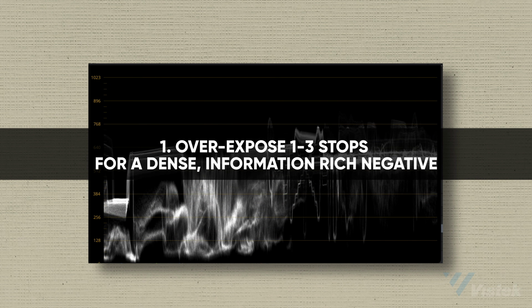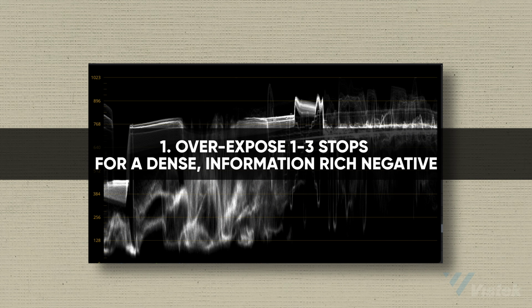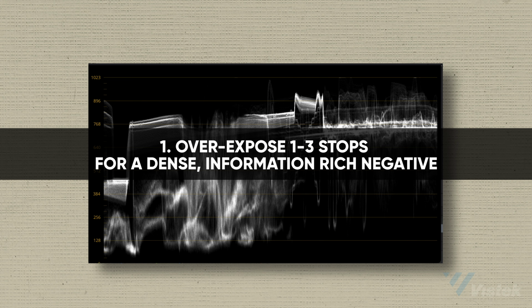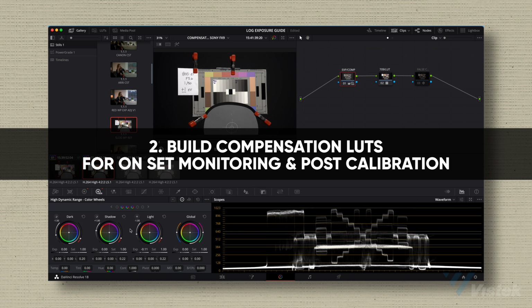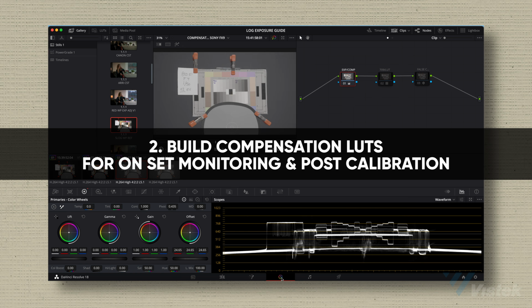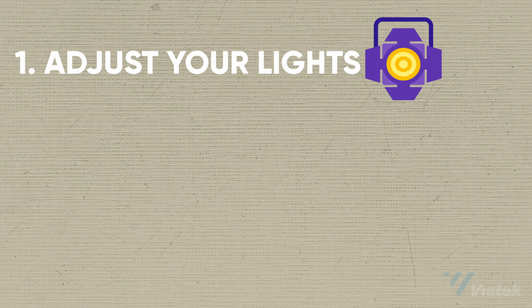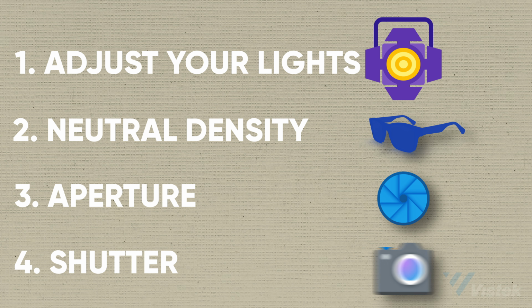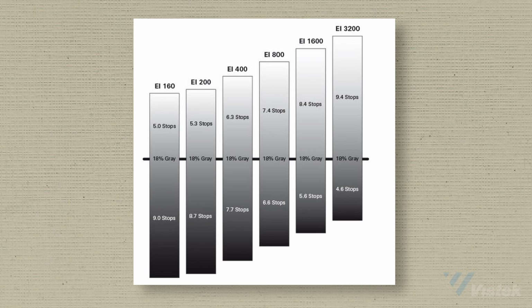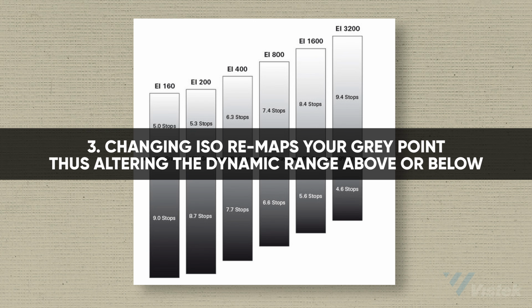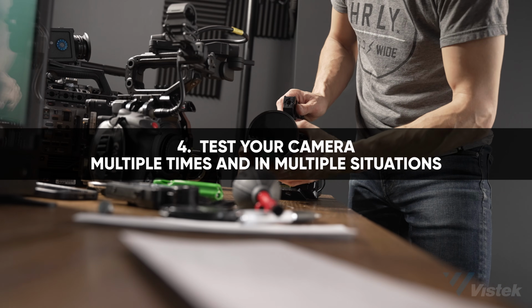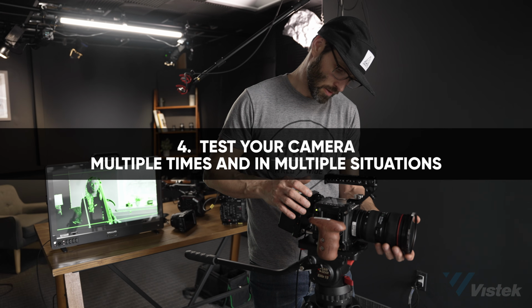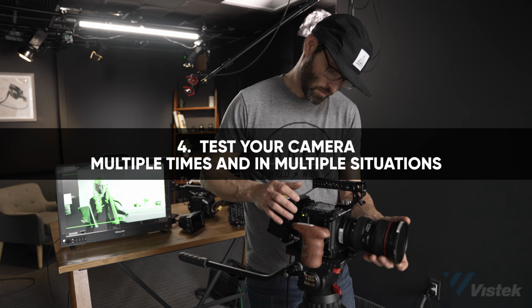Let's quickly recap. Overexposing by 1 to 3 stops, depending on your camera, will most often yield you better shadow control and a cleaner image via a dense negative. You're also going to want to build compensation LUTs for monitoring on set so your clients don't fire you. I recommend also adjusting exposure with your lighting, neutral density, lens, or shutter. Only change your ISO if you want to affect the dynamic range above or below middle gray. And finally, test each camera that you use to make sure that you are getting the results that you are happy with. Don't blindly trust me, there are far too many variables.